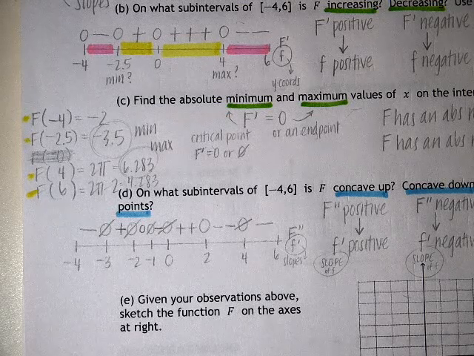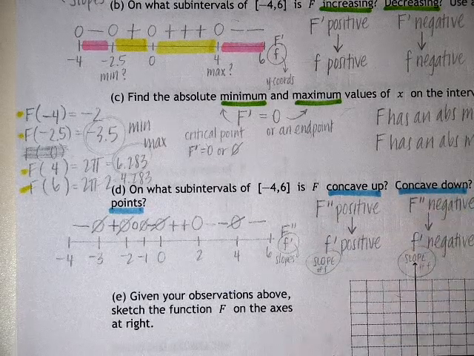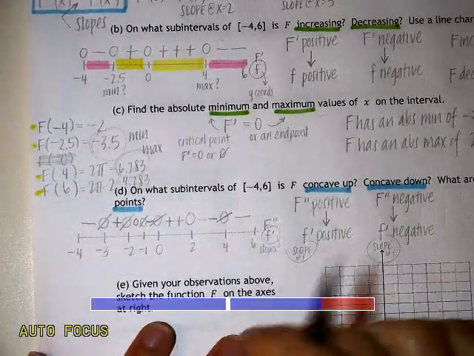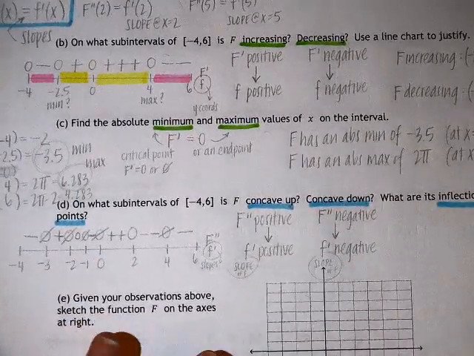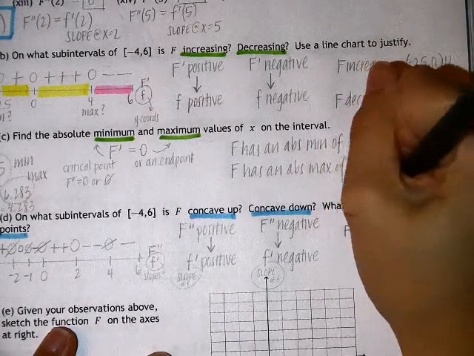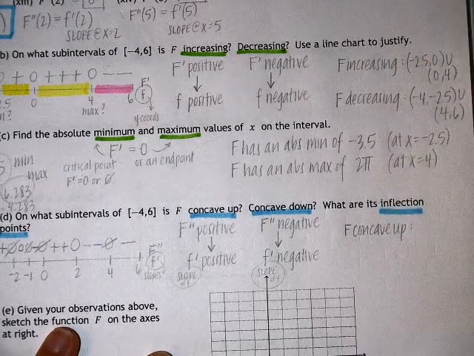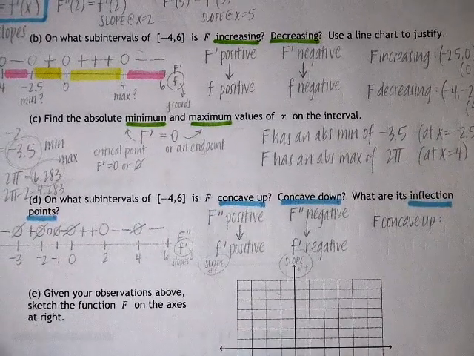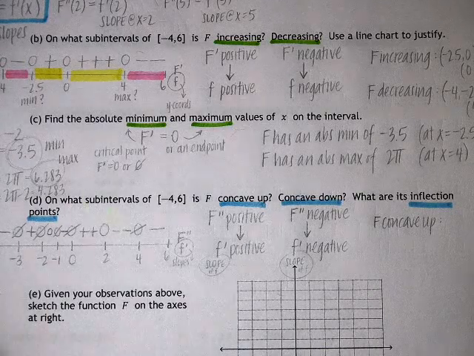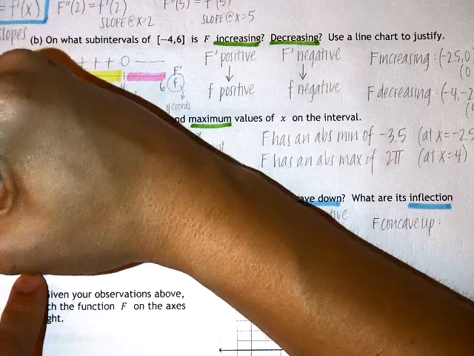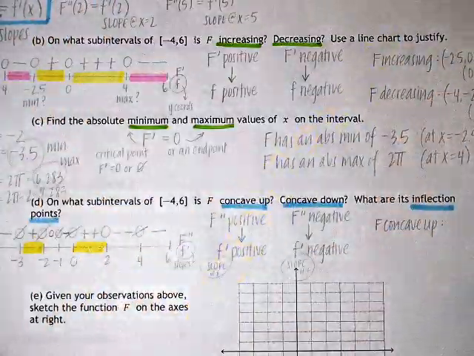We needed all the pluses because that's telling us where we have concave up. We needed all the minuses to tell us where we have concave down. And we needed to be able to see where we switch from plus to minus so that we can see possible inflection points. So let's break this down. Big F will be concave up in the following subintervals where big F double prime is positive. So I'm looking at my line chart, looking for pluses. I see one here between -3 and -2. I see another plus between 0 and 2.